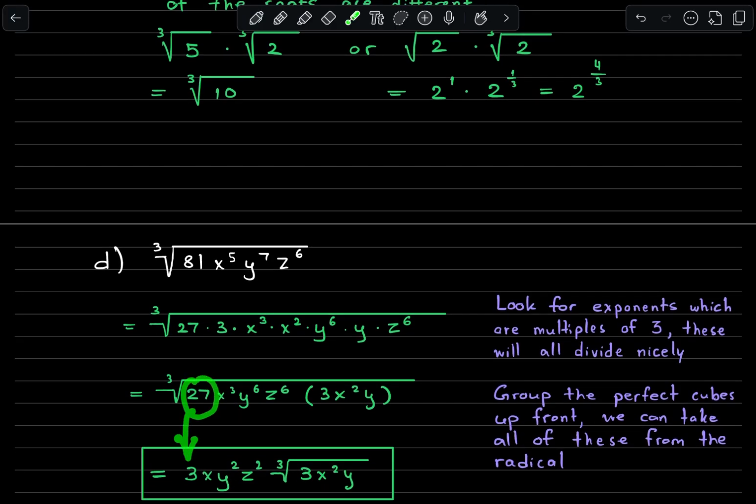Cube root of 27 is indeed 3. The cube root of x to the 3rd power, these are going to cancel each other out. We'll just be left with x. The cube root of y to the 6th, remember we're going to divide that exponent by this root power, which is going to give us y squared. Same thing with that z to the 6th. 6 divided by 3, that's going to give us z squared. Everything else stays under that radical.